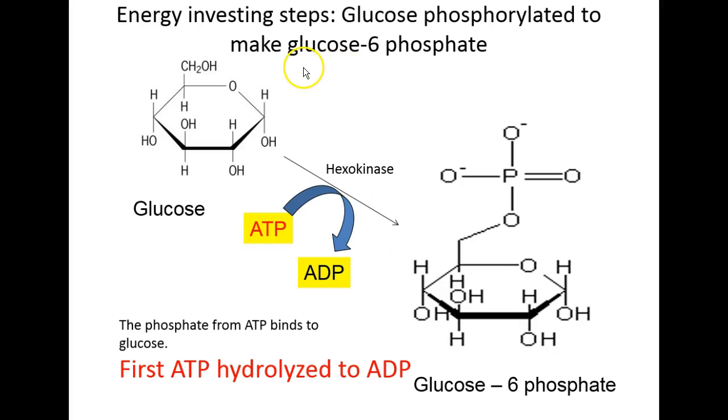So the first step in the energy investment stage of glycolysis involves taking glucose and phosphorylating it using an ATP molecule. The phosphate group will be attached to carbon number 6 of the glucose. So the first step involves converting glucose into glucose 6-phosphate. The enzyme that catalyzes the reaction is hexokinase. During this first step in the energy investment step of glycolysis, ATP is hydrolyzed to ADP.